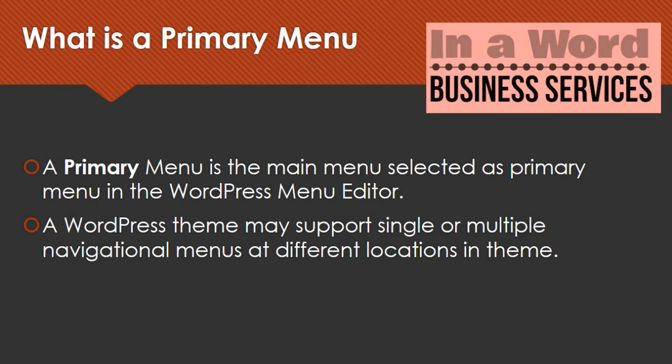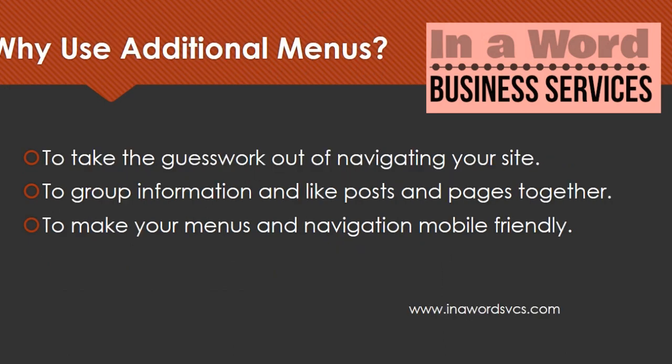Now there's a default menu which, just like we said, consists of just pages, all of your pages, or pages that you designate. There's also a way to create a custom menu, and you can create a series of custom menus that will allow you to designate a different menu as the default. Once you designate a different default, that's called a primary menu. That's going to be the main menu that's selected, and you can use any of your custom menus as your primary menu. Now your WordPress theme may support single or multiple navigational menus placed in different locations in your theme. So I'm going to show you how to do that.